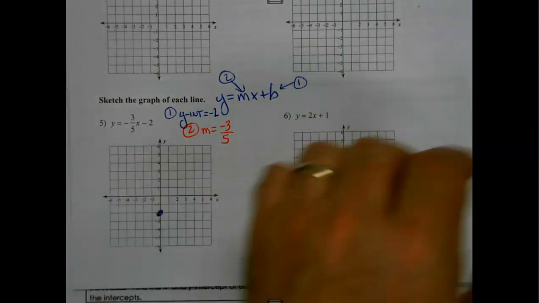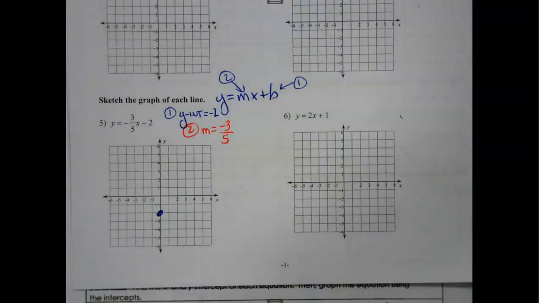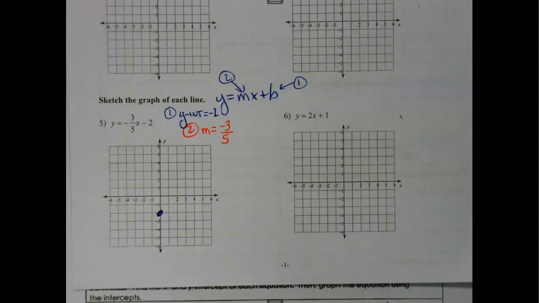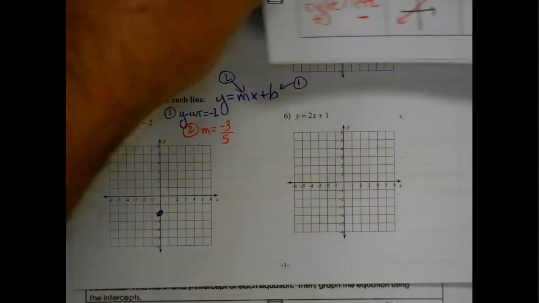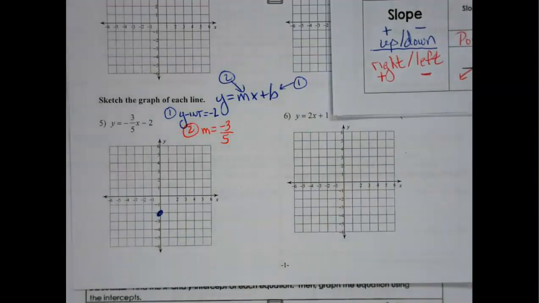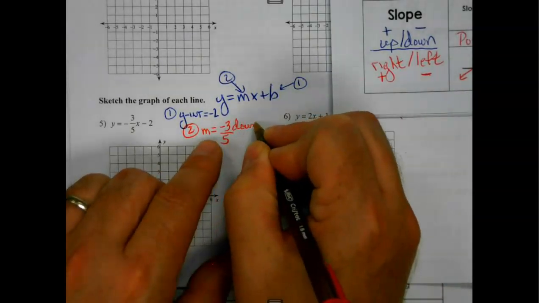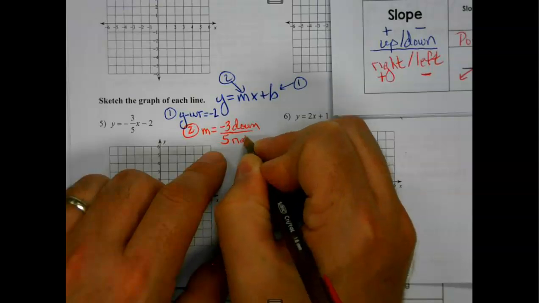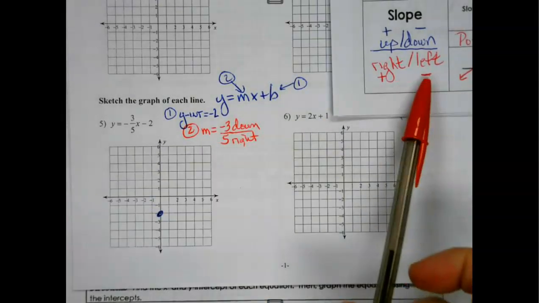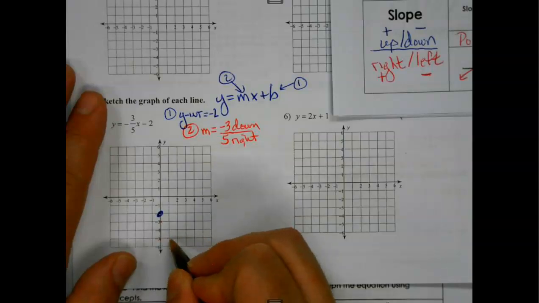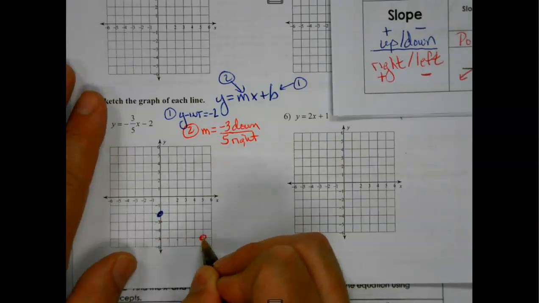And so if we go back to our rise over run that we chatted about when we were playing with slope, I squeeze it in there. There it is. We're going to be going 3 down and 5 right. And this is on the first page of the notes. So we're going to go down 3. 1, 2, 3, 4, 5.